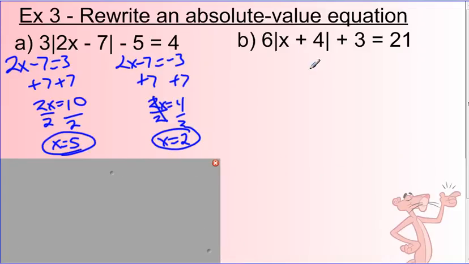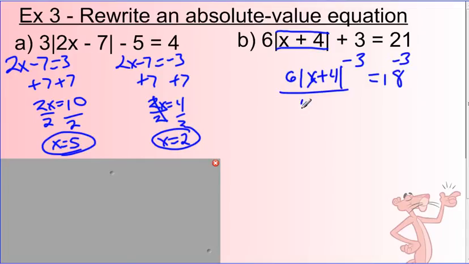Okay, letter B. We need to start by getting the absolute value piece by itself. So think of this as your variable. It's being multiplied by something, it's being added by something. So if you follow the steps to solve an equation, you get rid of the add and subtract first. Then we divide by 6 to get rid of the multiply and divide. The absolute value of x plus 4 equals 3.